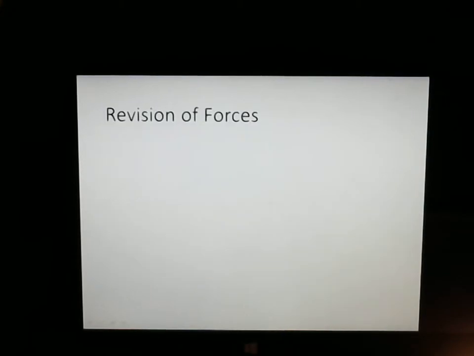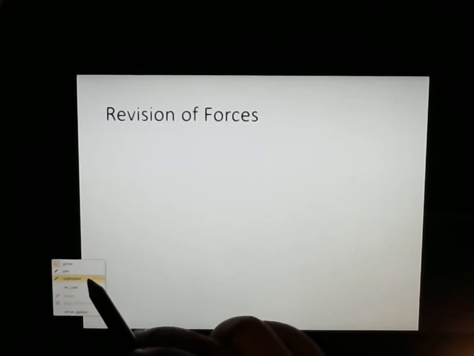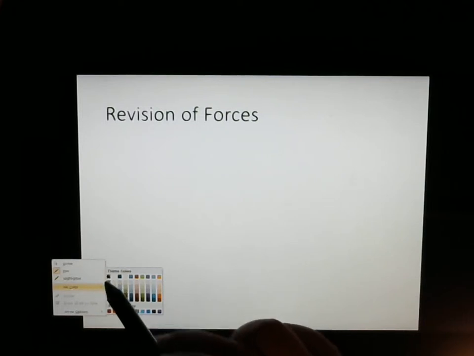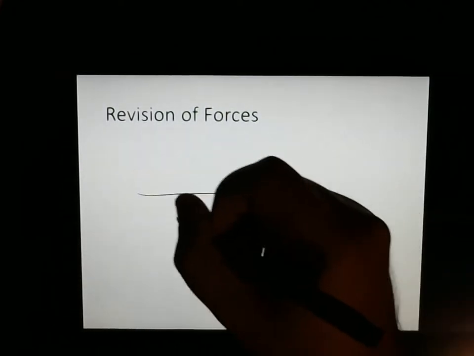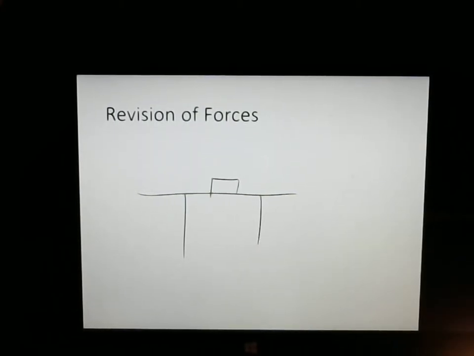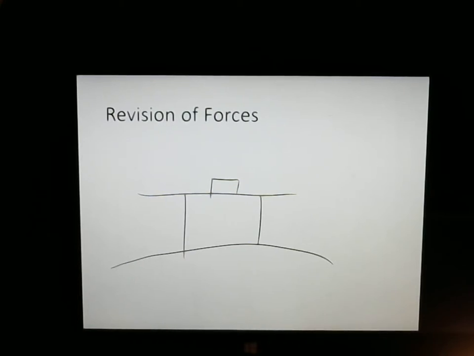So let's do a little bit of revision, because we've done forces before, but we're going to use this as our starting point. I'd like you to consider a book sitting on a table. Let's draw our table. There's my table, and here's my book. Now, what forces are there? I'd like you to pause the video and draw this and label what you can on your picture. There's the Earth. So label the forces.